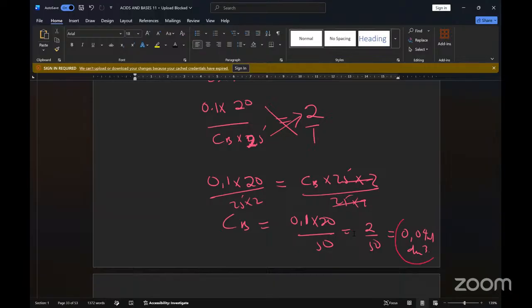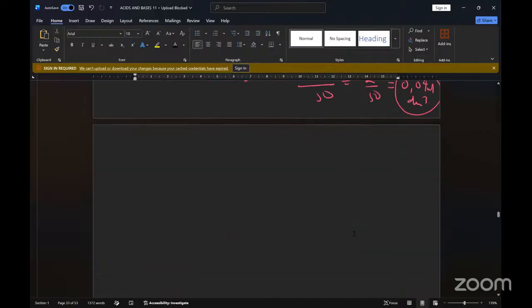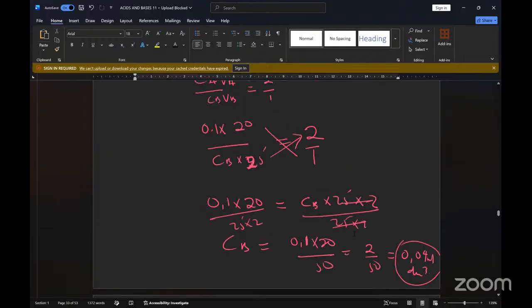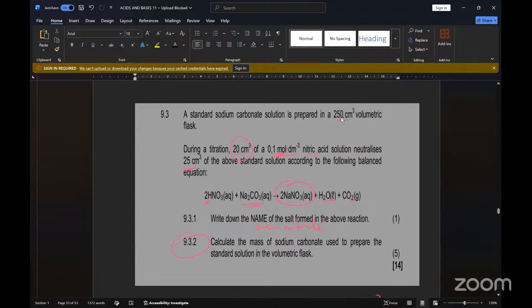So this value here, look very carefully, the concentration of the base here is 0.04 mole per dm cube. It's the same thing as 0.04 mole per 1,000 centimeters cube, because 1 dm cube is 1,000 centimeters cube. So we can use proportion to do this.